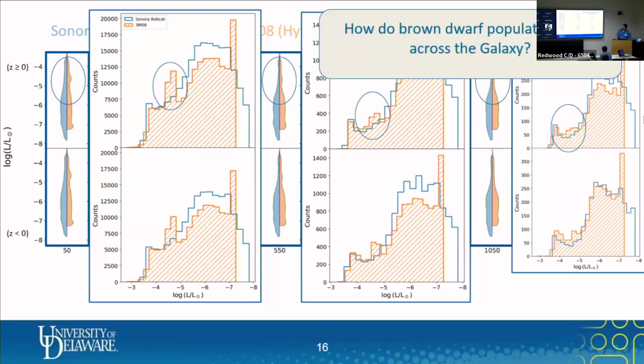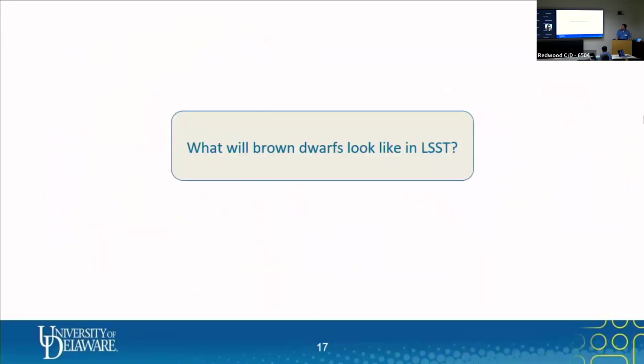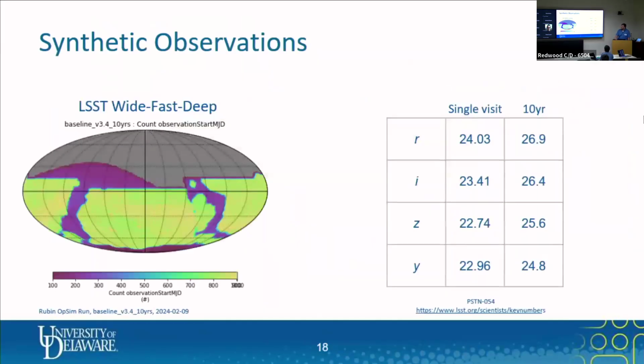Okay, so I think we've answered that part a little more. And so that leaves us with one last question, which is what will they look like in LSST? And to do this, we did synthetic observations. Now the Sonora Bobcat models have a grid of spectra, and so we're going to work with that set of population from here on out.